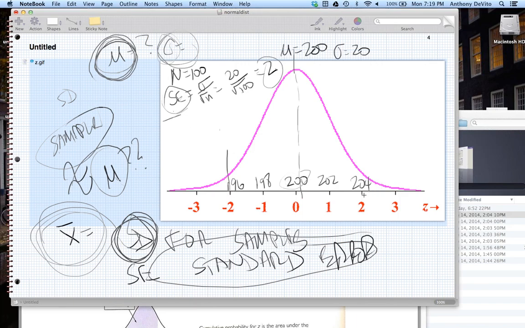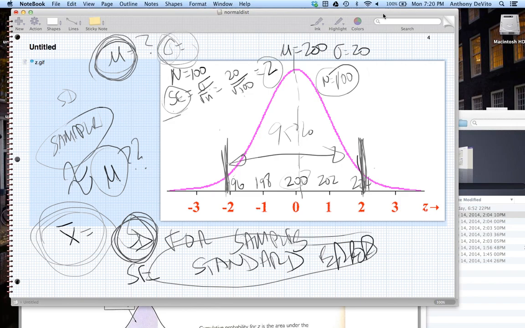That means that if we took a sample of 100 people from this population, 95% of the time we would get a result between 196 and 204. 95% of the time, the mean that we got for those 100 randomly selected people would have been between 196 and 204. Two standard errors below the mean and two standard errors above the mean.